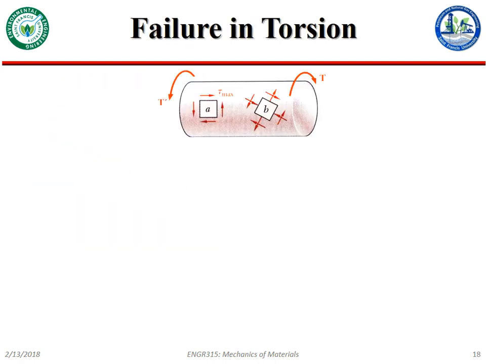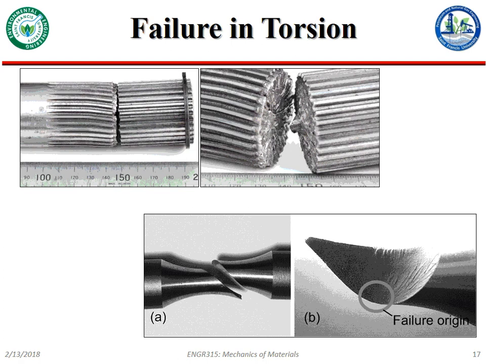Okay, so last week we were talking a little bit about how brittle and ductile materials fail in torsion. Do you guys remember which one of these corresponds to a brittle material? Which one corresponds to a ductile failure? Which one corresponds to a brittle failure?